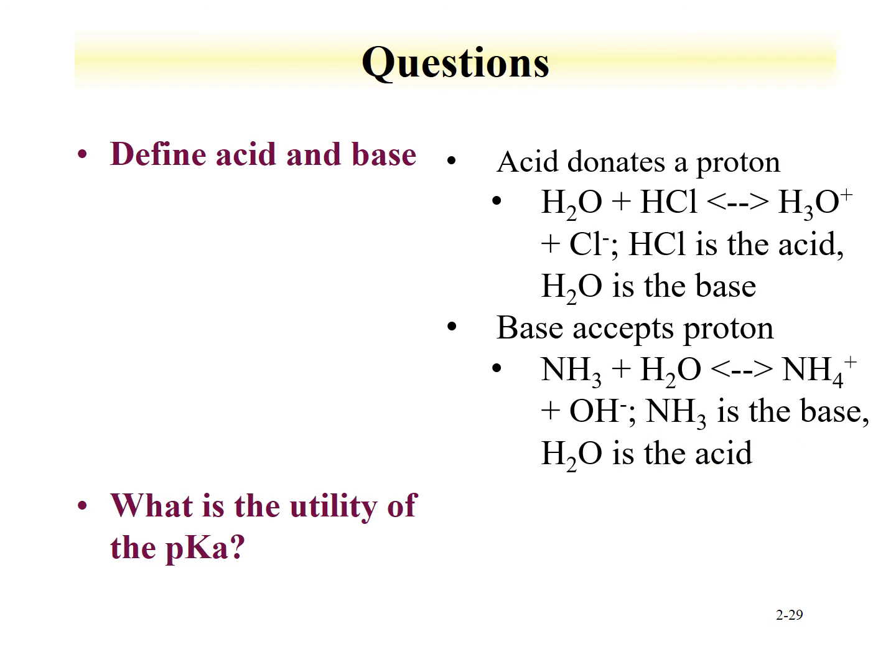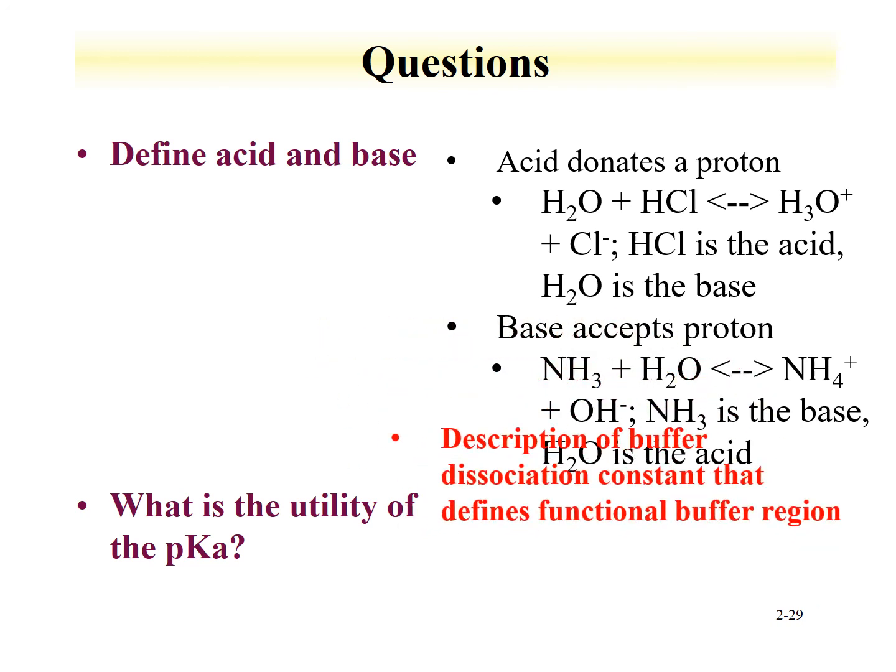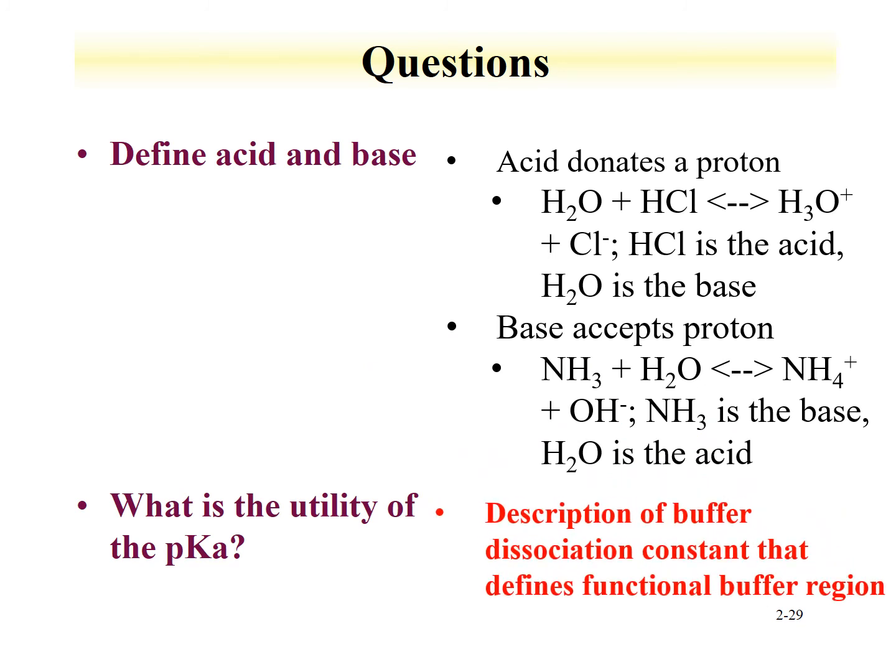What is the utility of the pKa? So it's a way of describing the protonation constant where you take the minus the log of the value. Well, for a buffer system, this dissociation constant, a protonation constant or a deprotonation constant, can define a functional buffer region. If I have the pKa and the pKa is 4, that tells me that this compound will be a reasonably good buffer around pH of 4.